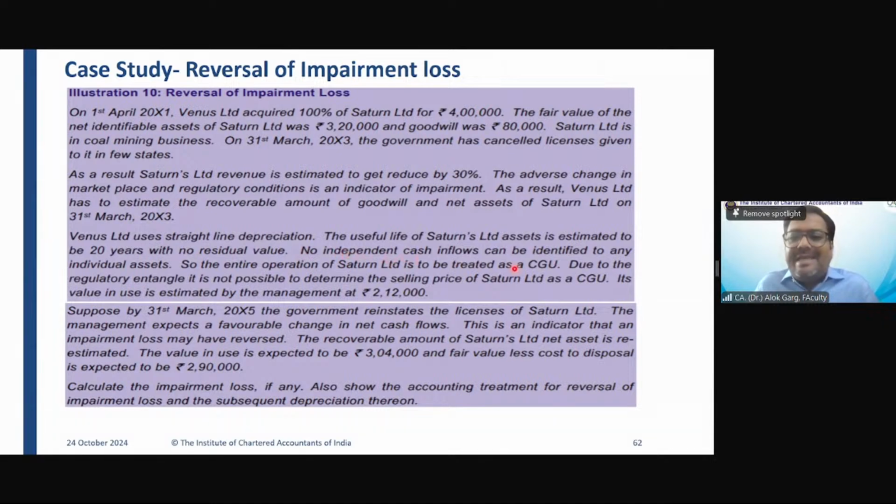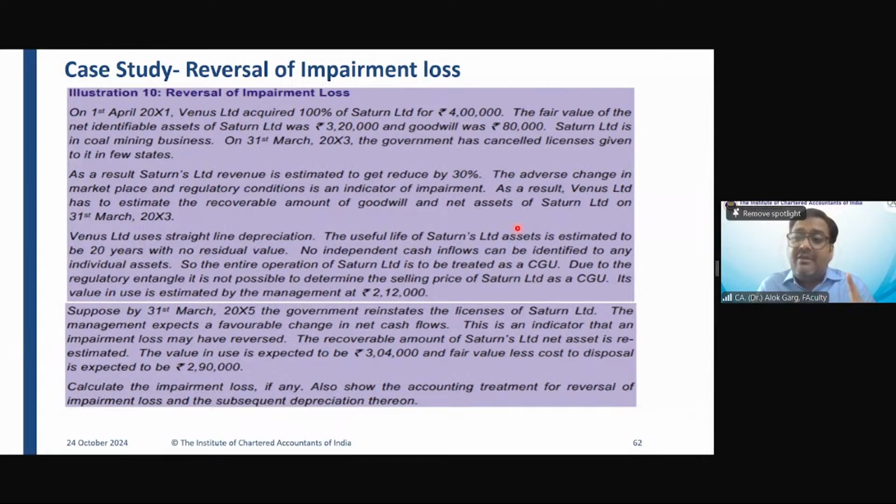No independent cash inflows can be identified to any individual assets. So the entire operation of Saturn is to be treated as a cash generating unit. Due to the regulatory entanglement, it is not possible to determine the selling price of Saturn Limited as a CGU. Its value in use is estimated by the management at rupees 2,12,000. The recoverable value is given as 2,12,000.